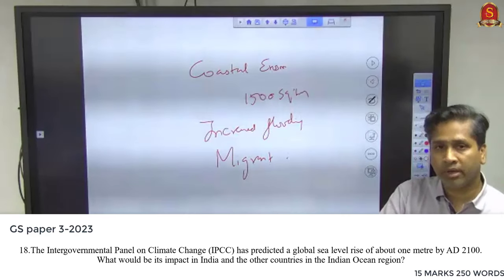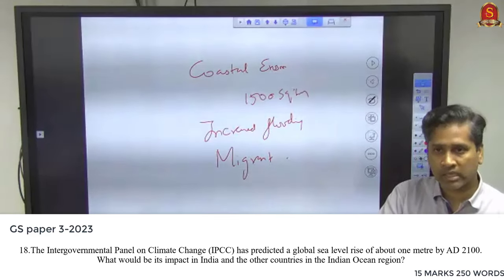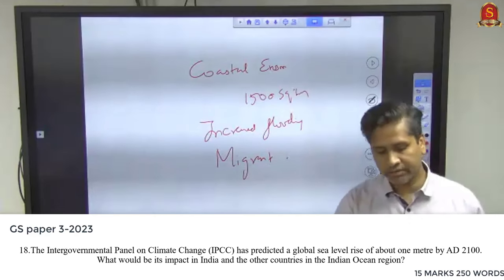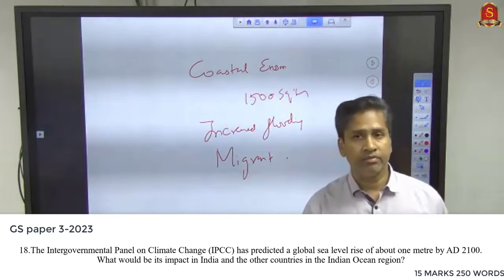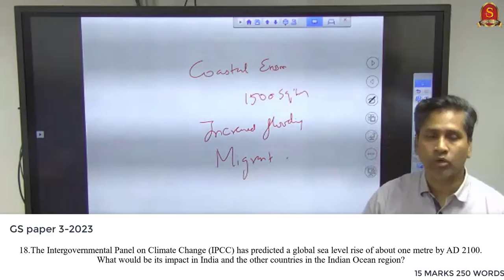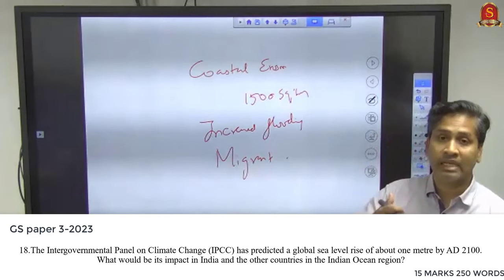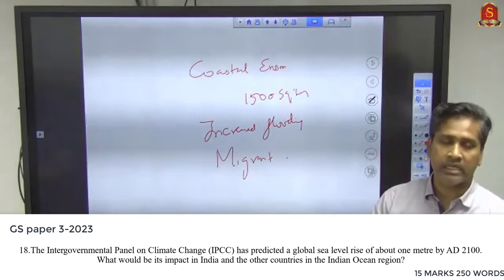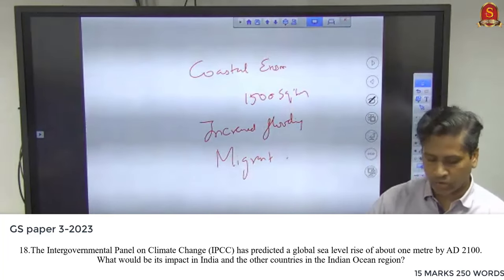And finally, coming to biodiversity, when sea level rise happens, definitely you can see the fishing activity will get affected. Coral reefs, of course, directly or indirectly, are going to have an impact because the salinity level changes. Coral needs high salinity. Apart from that, coral bleaching can also happen.